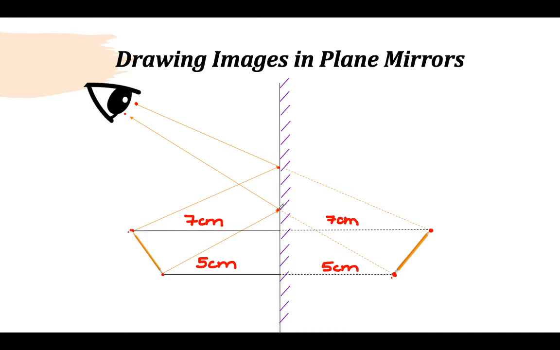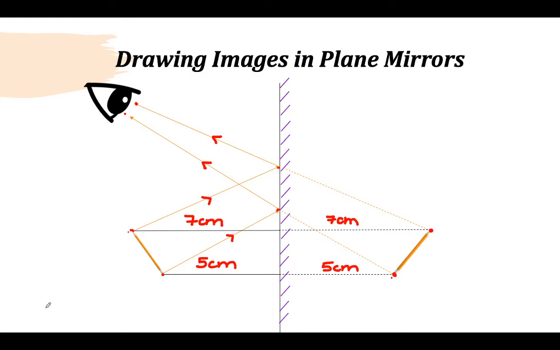I'm just going to emphasize the arrows of these lines. So the incident ray is coming from the top and bottom of the object, and then it hits the mirror, and then it's going towards my eye as the reflected ray. And what my eye is doing is interpreting these reflected rays and extending them back so that I can see an image behind the mirror.